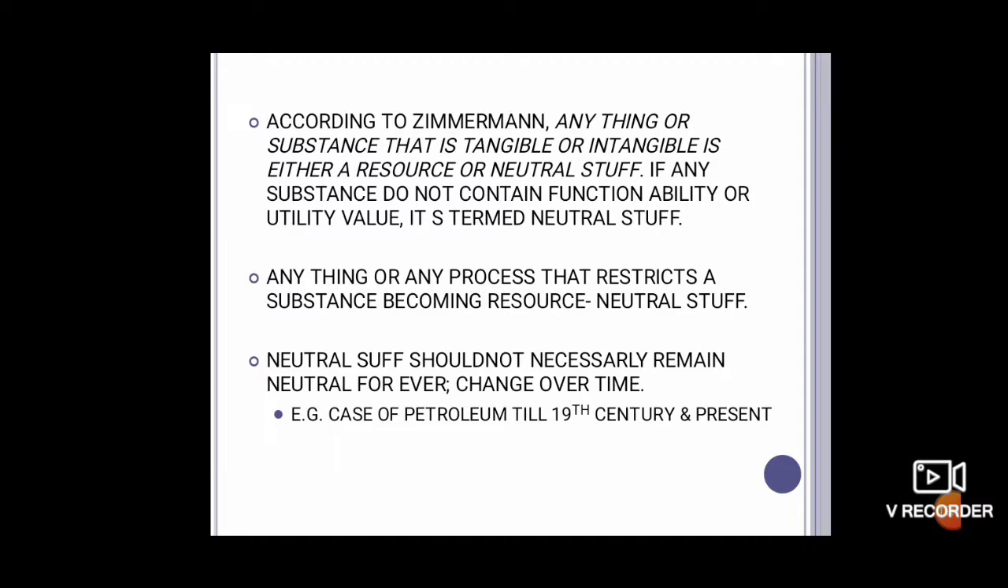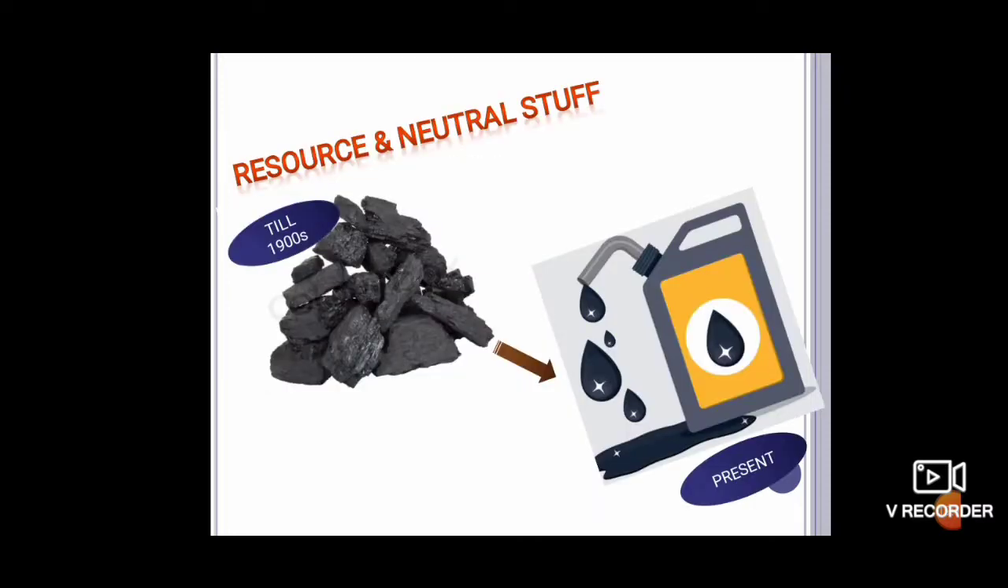Again, we are taking the example of petroleum here. Till the 1900s or till 1850, which was the major source of our energy? Obviously, we all know that it was coal. Once, coal dominated the energy sector of the world. Why did coal dominate at that time? Because we humans were ignorant about the functionality and utility of crude oil or petroleum. But presently we understand the importance of crude oil, and how it plays a key role in the energy sector of the world. So when the use of petroleum started in 1959, the petroleum, which we considered neutral stuff, became a resource.